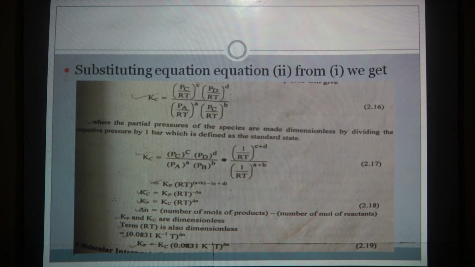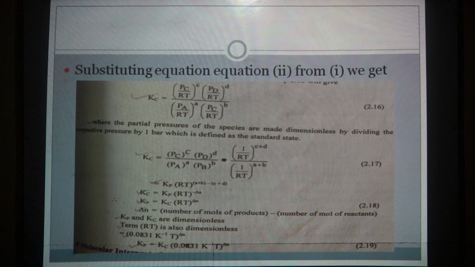Kc is equal to Kp into (RT)^((a+b)-(c+d)). Here Pc^c Pd^d upon Pa^a Pb^b is Kp, and Kc is equal to Kp into (RT)^(-delta n), or Kp is equal to Kc into (RT)^(delta n).